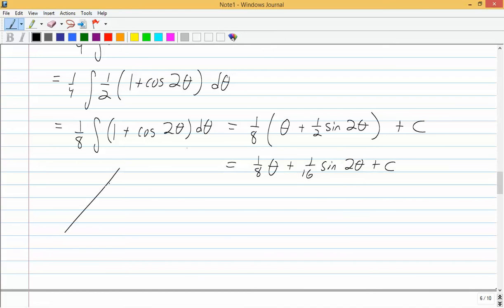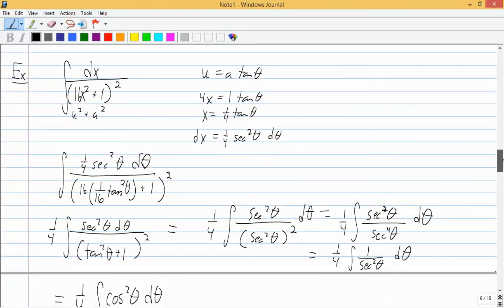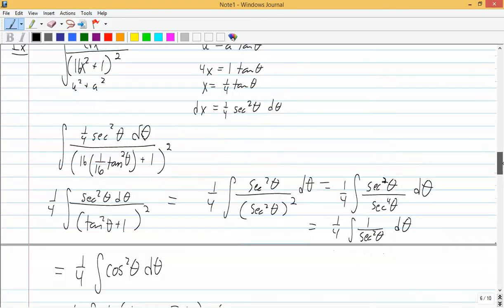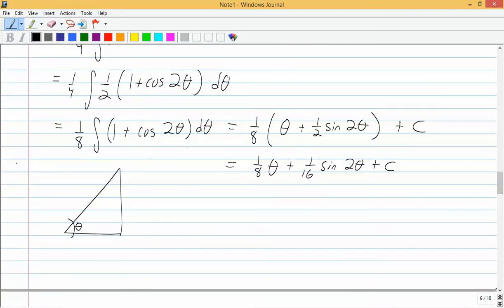So, I have to make my right triangle. What was the substitution that I used? 4x equals 1 tangent theta, or tangent theta equals 4x over 1. So that's 4x, that's 1. That means that this has to be the square root of 16x squared plus 1. Now, with the theta, whatever type of substitution you use here, use that inverse function.